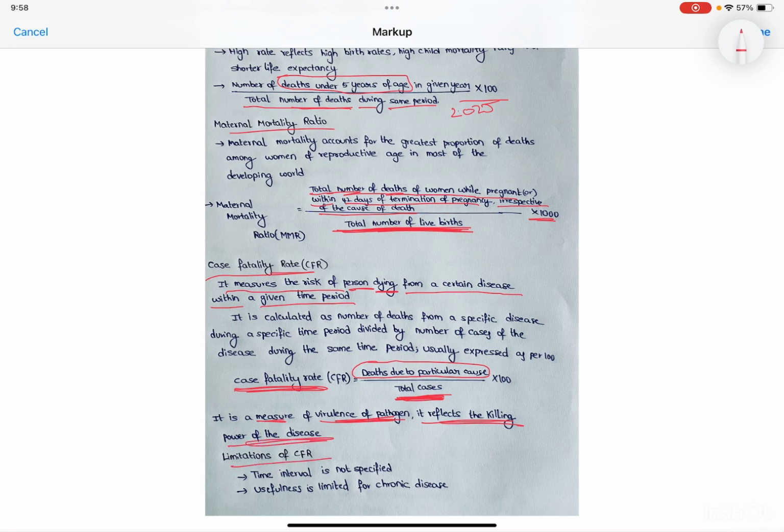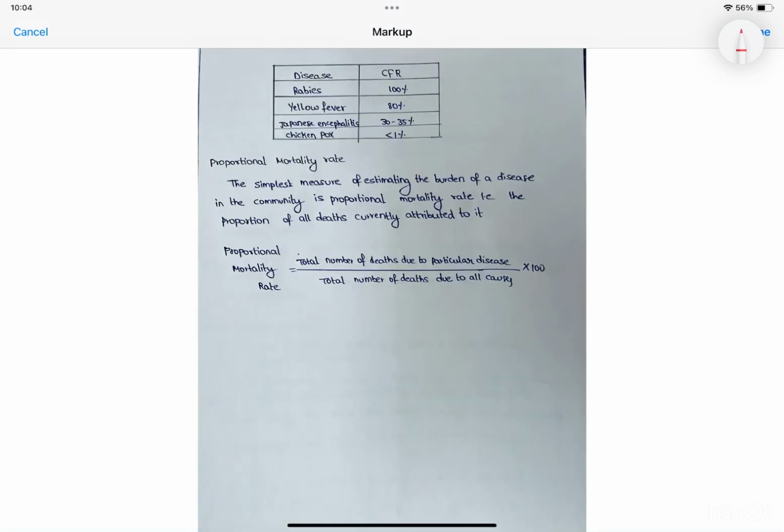Limitations of case fatality rate. Time interval is not specified. Usefulness is limited for chronic disease. So, the case fatality rate of rabies is 100%, yellow fever 80%, Japanese encephalitis 30 to 35%, chickenpox less than 1%.